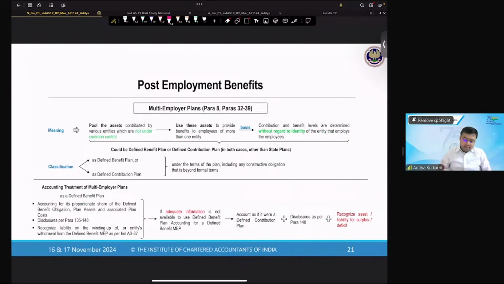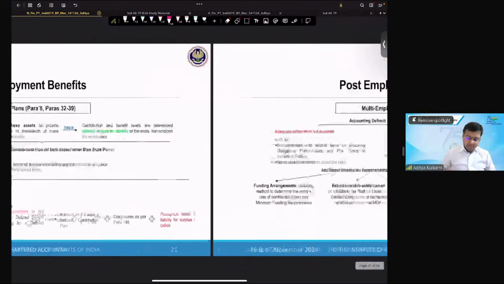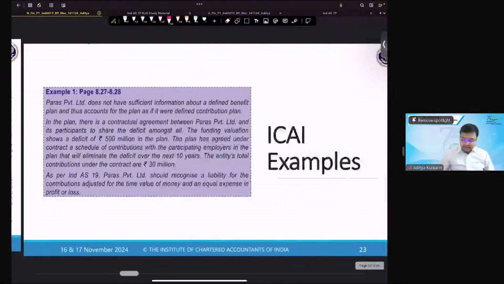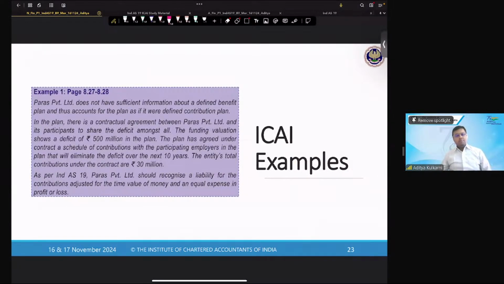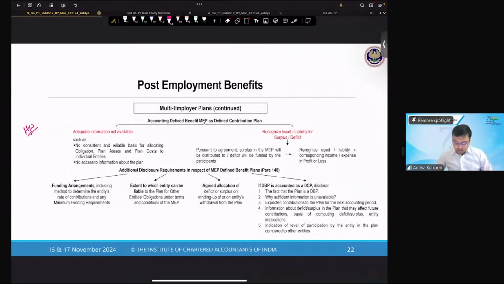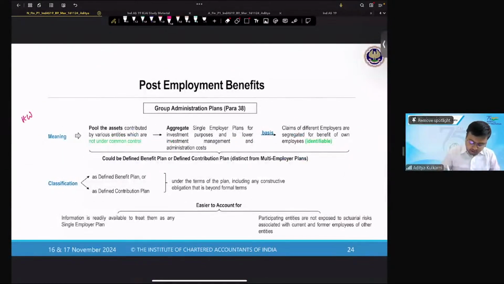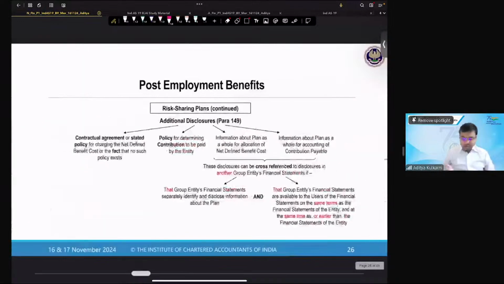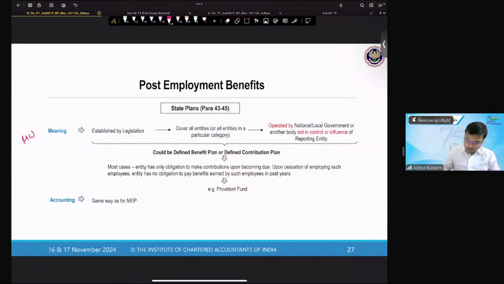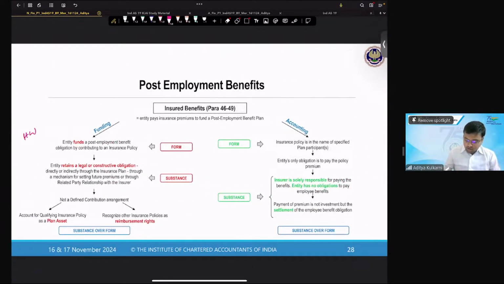Okay. These you can read for homework. It's only theory. It's there in the standard. That is why it has come here. We can look at that later tomorrow if time permits. Paras does not have sufficient information about a defined benefit plan and thus accounts... We'll see this question later along with that. So go through this for homework. There are no questions based on this. State plans also you can refer. Insured benefits also you can refer.